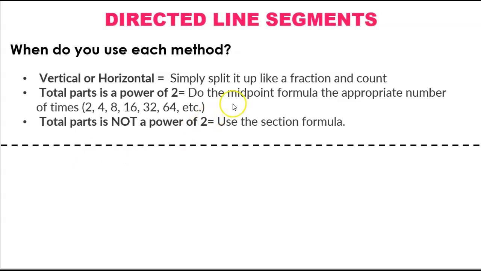Now, what do I mean by the power of 2? That means 2 squared, 2 cubed, 2 to the 4th, 2 to the 5th, okay? So that would be like a 2, a 4, an 8, 16, 32, 64. That does not mean that the parts are divisible by 2. It means that it is a power of 2. And these 6 are going to be the most common ones that you'll see, okay? Now, if it's not a power of 2, you're going to use the section formula.